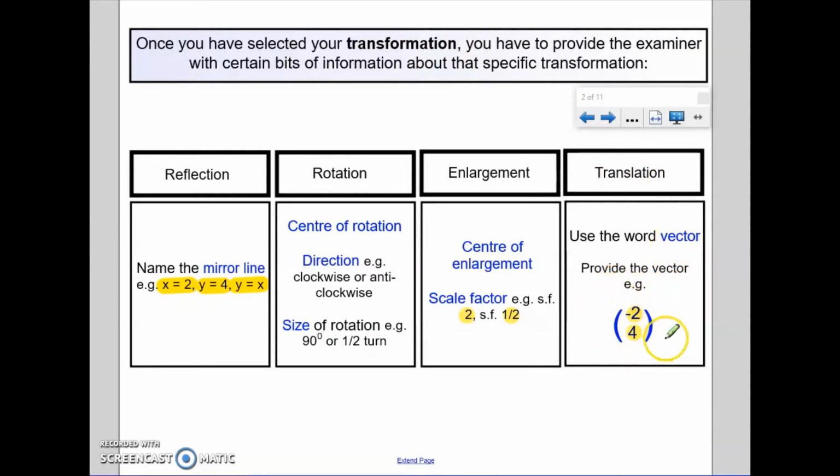So if you're explaining the transformation as a translation, I would be using the word vector and then also stating the correct vector. As we work through the slides and you have a go at the task at the end of the video, you may want to come back to this slide just as a summary of what you need to present when you're describing a transformation.